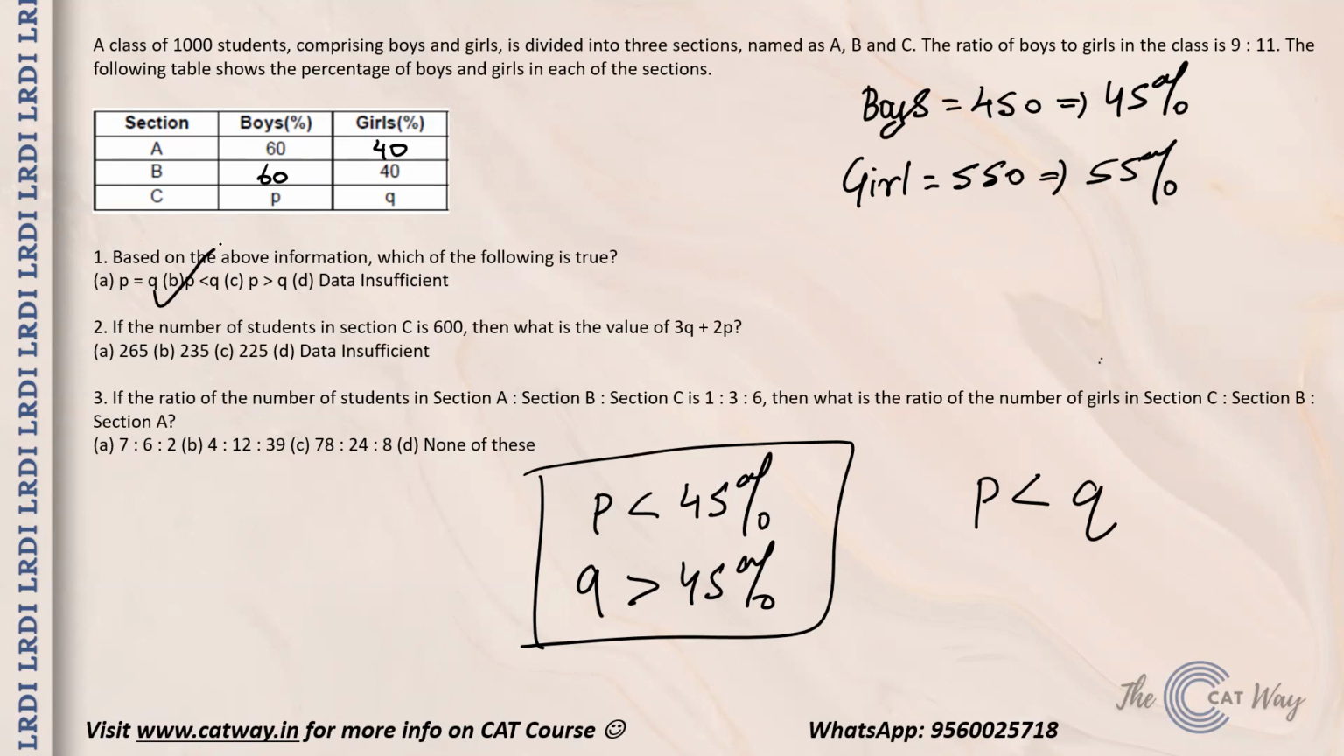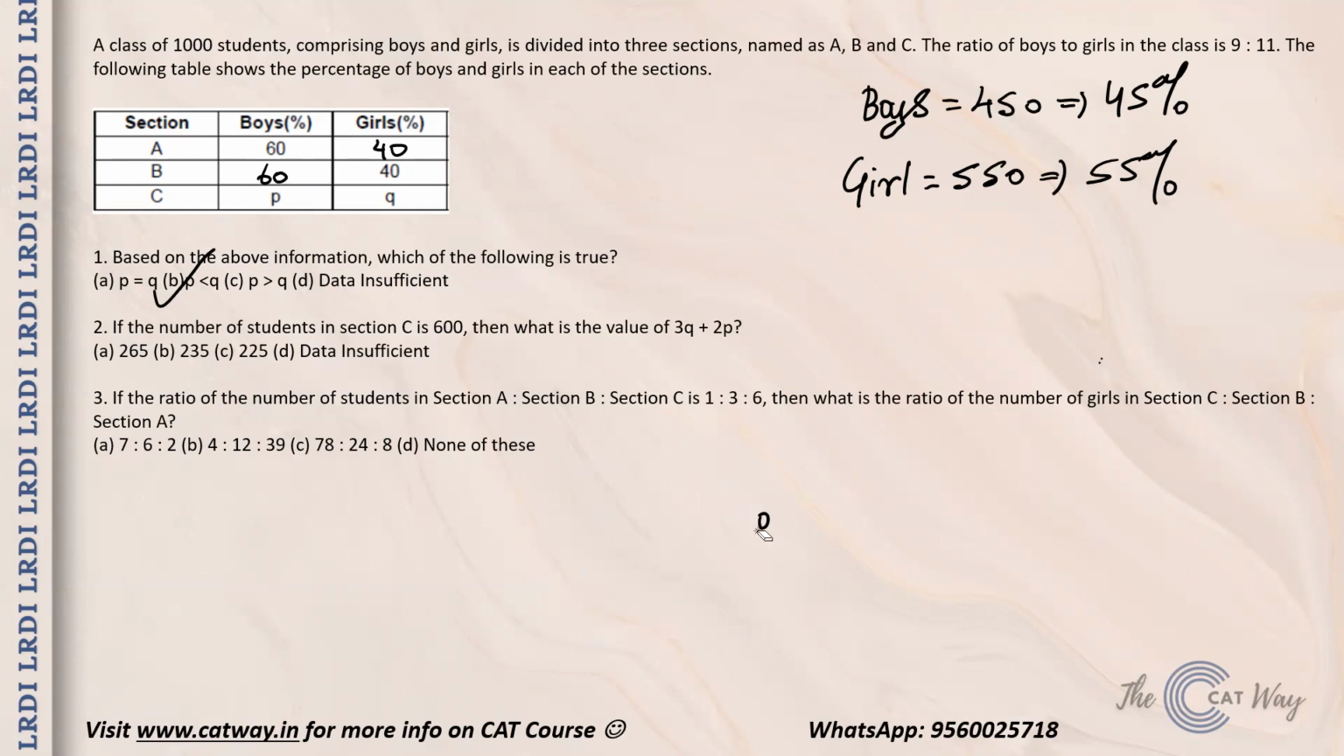Now moving on to the second question. The second question says that if the number of students in section C is 600, that means the above two combined are 400, right? Then it is asking what is the value of 3Q plus 2P. Okay, so you have been asked 3Q plus 2P, right?